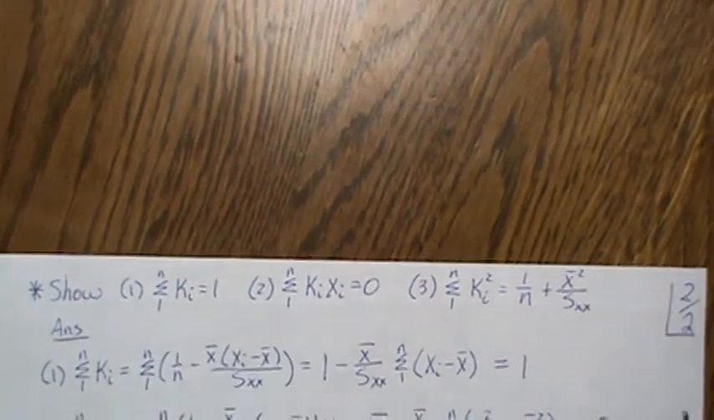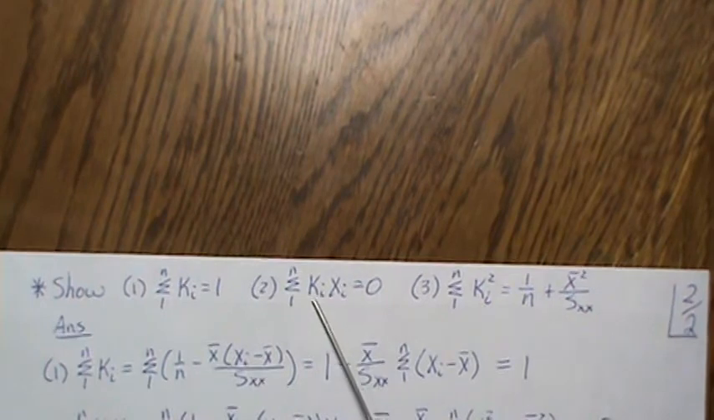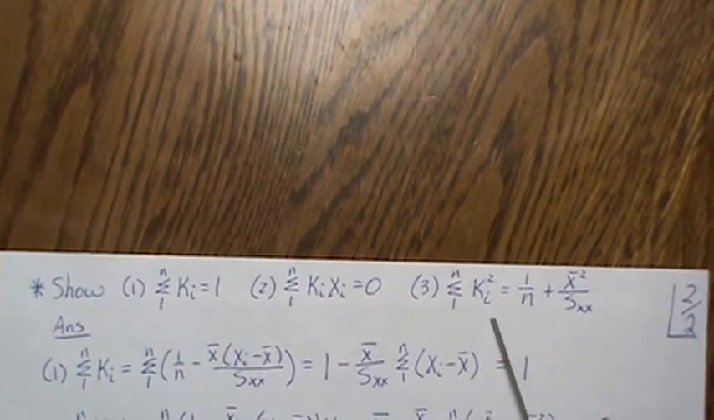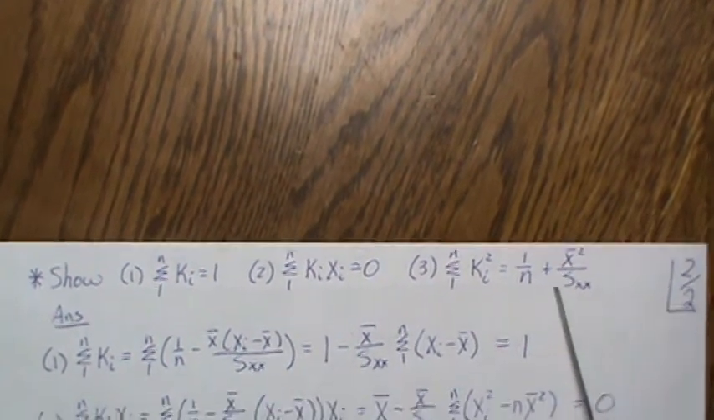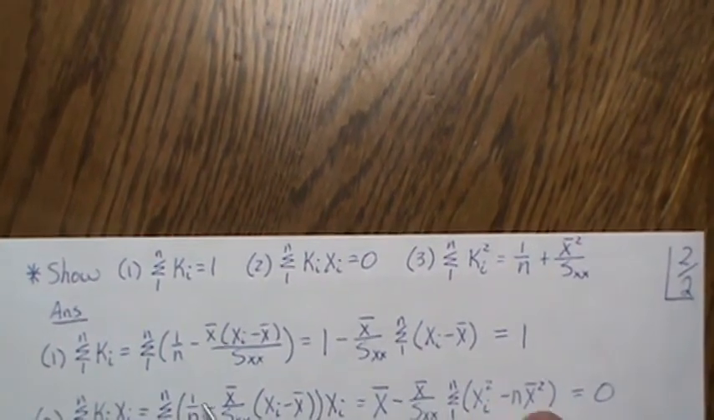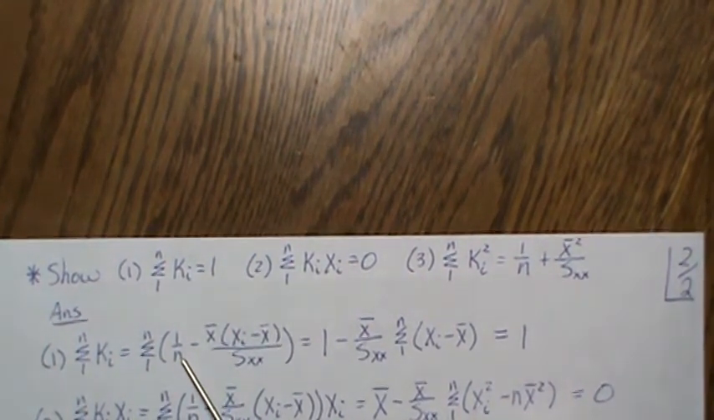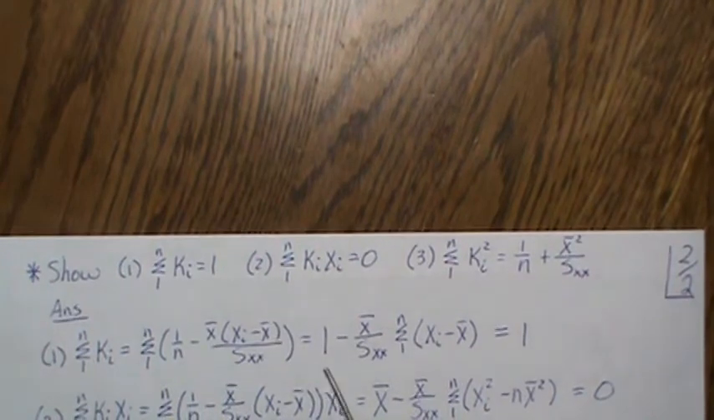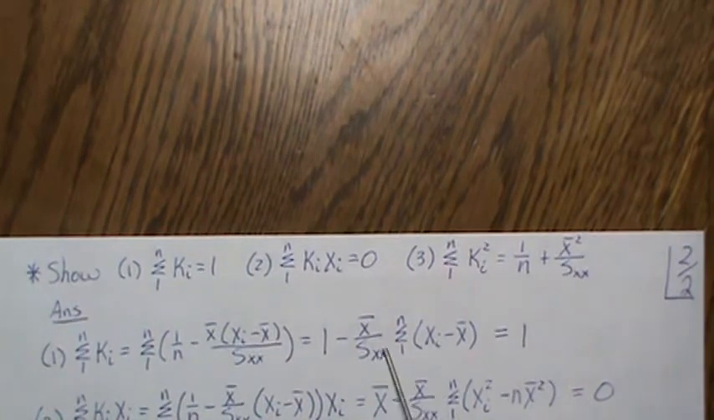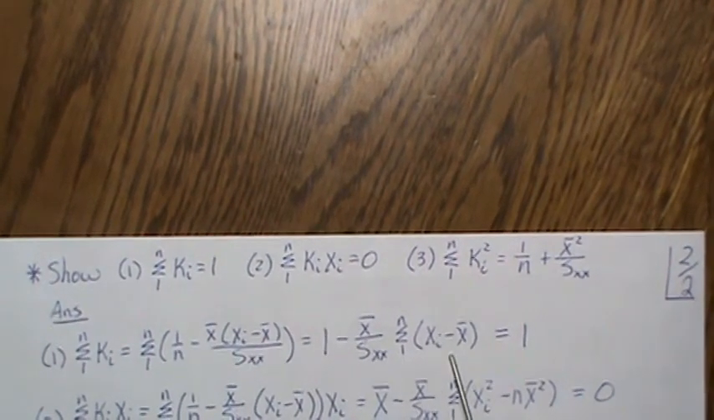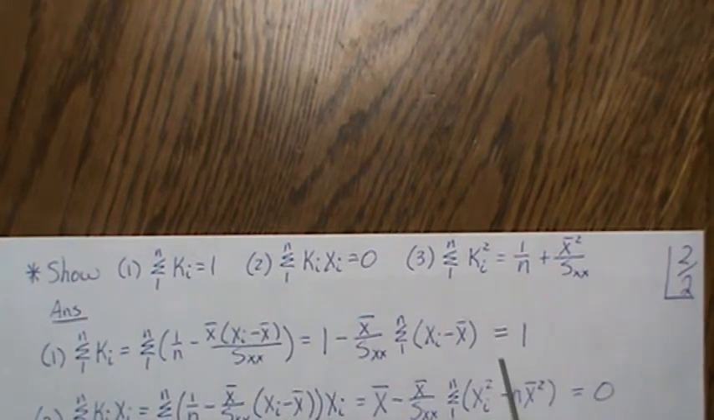Now on page 2, we're going to show that the sum of the ki's is 1, the sum of the ki xi is 0, and the sum of the ki squared is this. So the sum of the ki's is this. Now we take the sum in, and this is constant. We're summing it n times, and n over n is 1. We bring in the sum here. Now these terms with no index are moved out front, and it's the sum of xi minus x bar. Well, this is 0, so that leaves just 1.